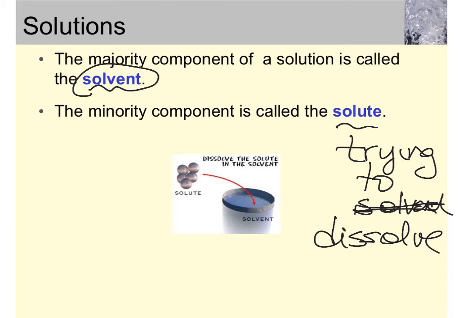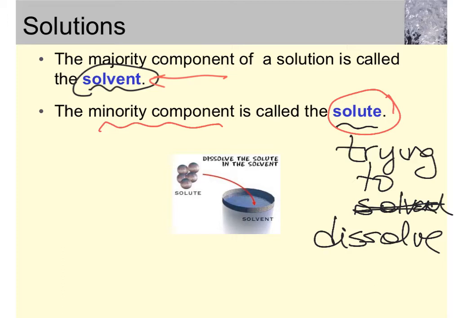You can have a solution that's two gases. You can have a solution of gas dissolved in liquid. That's what carbonated sodas are. You can have a solution of two metals. That's what an alloy is. So it's not always clear what the solute and the solvent are. If it's unclear, the component that's present in a lesser amount is the solute, and the component that's present in the larger quantity is the solvent.